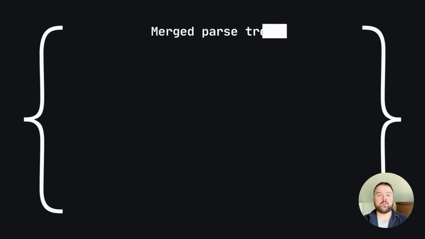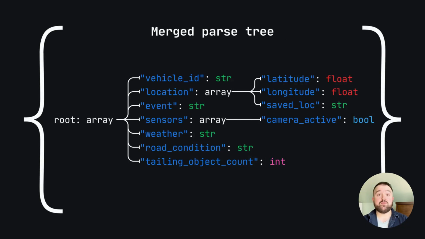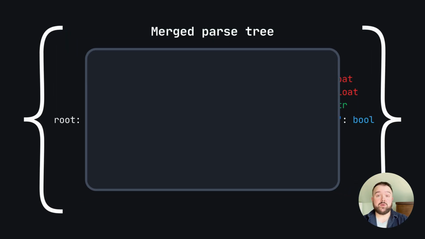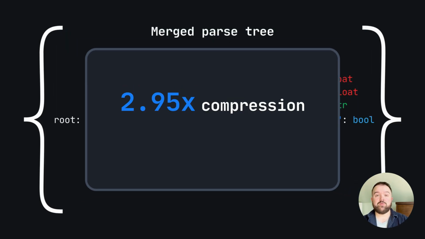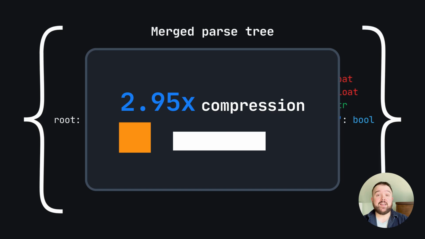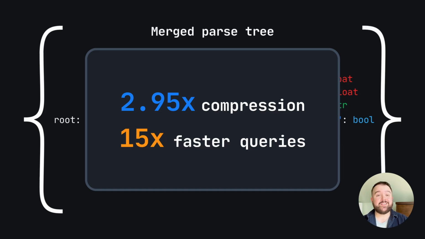CLP JSON offers much better query performance and compression ratios by using something called a merged parse tree that combines the schemas of all log events into a single tree. That means that when you use the CLP plus Presto connector, you'll improve your compression ratio by almost 3 times, and you'll decrease your query latency by at least 15 times.